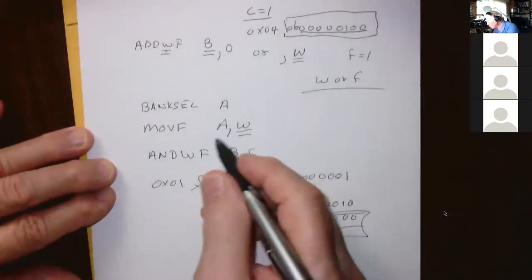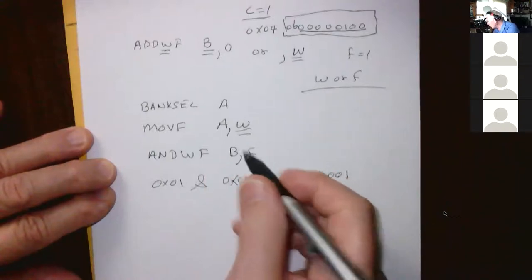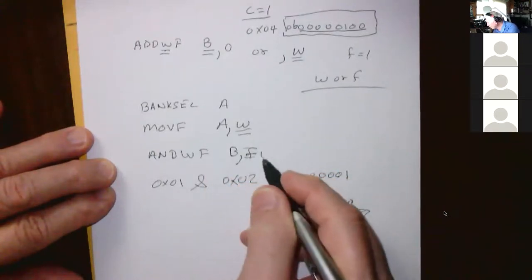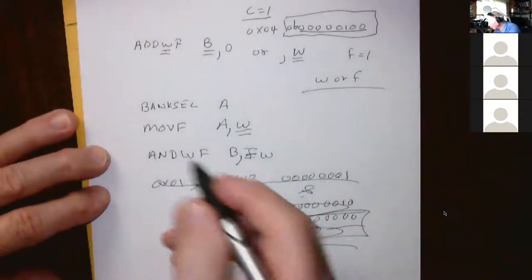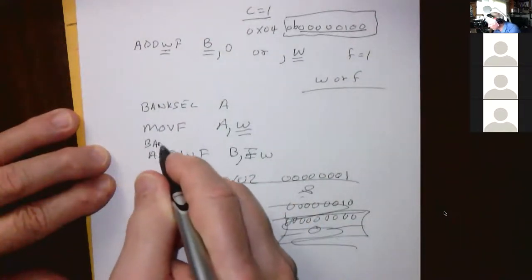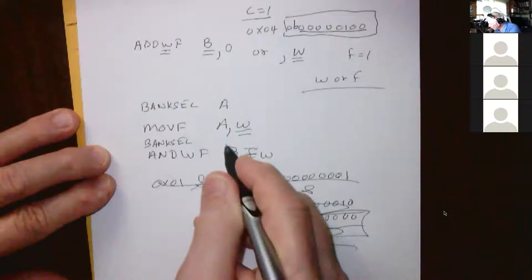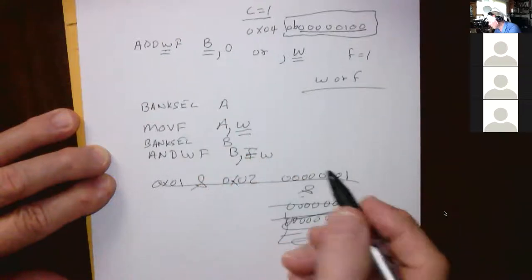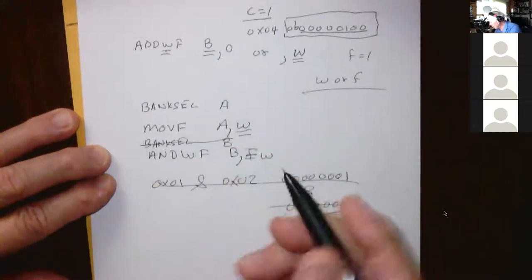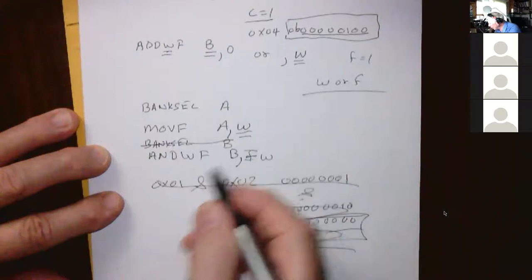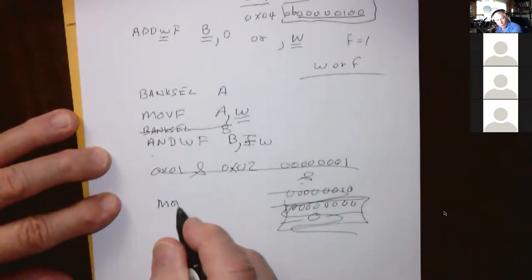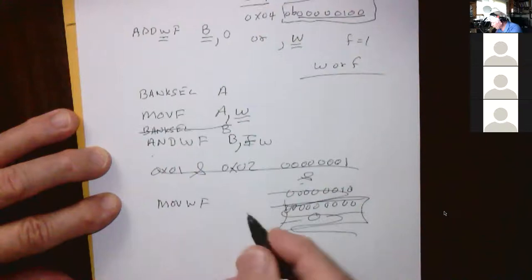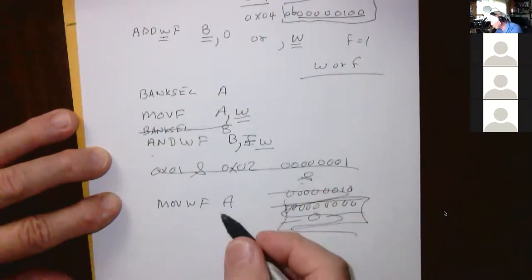Remember, can you put it in A? No. If you wanted to put it in A, instead of an F here, you'd leave it in W, and then the next thing you do, and you also have to remember, we might have to bank select B here if B is in a different bank. But if it's in the same bank as A, then you can skip that. If it's in a different bank, then we'd have to bank select A again, and then we could do MOVWF A. And that would put the result, we'd leave the result in W, and then we'd write it out to A.